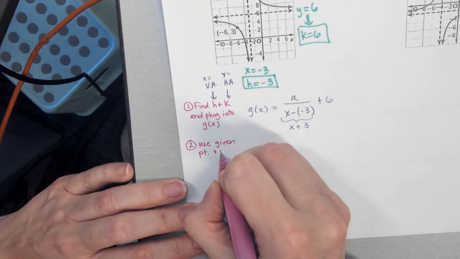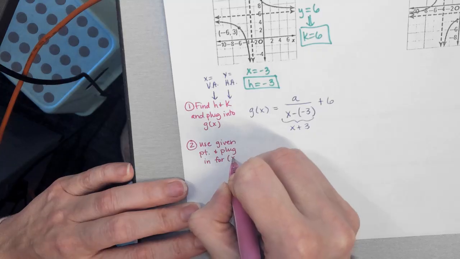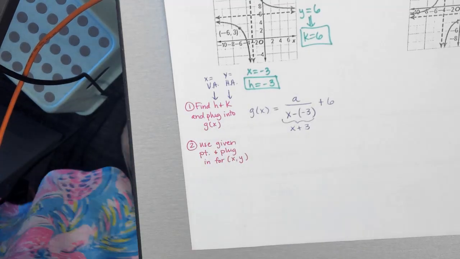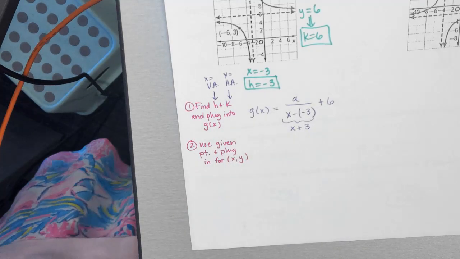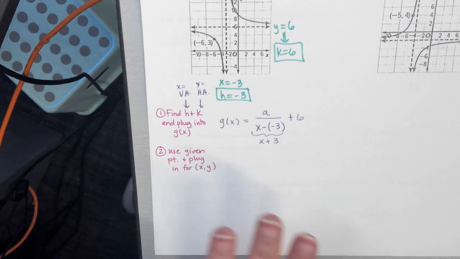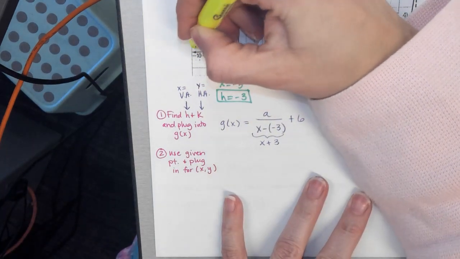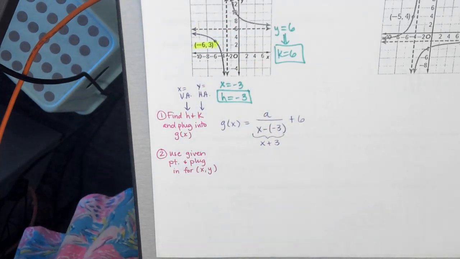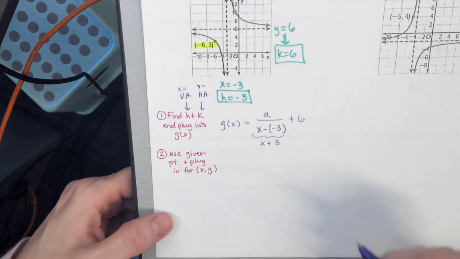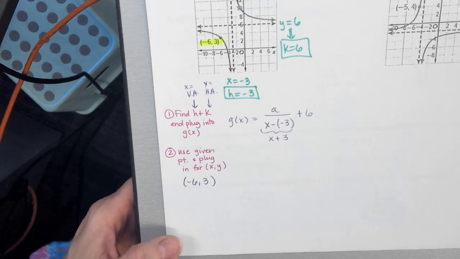Okay, and we're going to plug those in for x and y. Okay, so there's going to be a point given to you, and we're going to plug that in for x and y. I'm going to highlight the point on the graph. So our point is -6, 3.